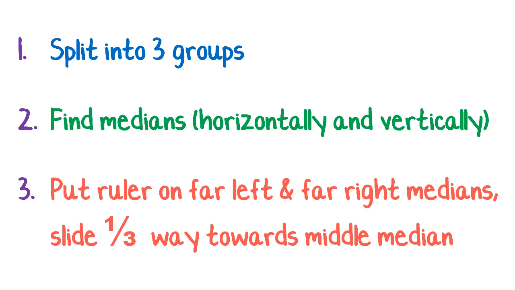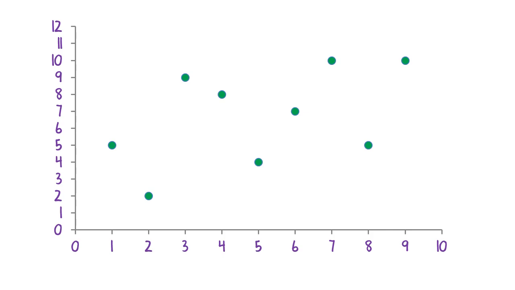gradient. So put your ruler on those 2 points, and then keeping that exact slant, slide a third of the way up towards the middle median. So let's see how that works. So here's a scatterplot. The first step using this method is for me to split these dots up into 3 groups growing across the page from left to right.